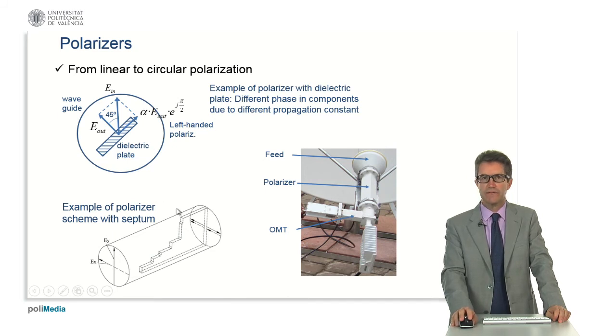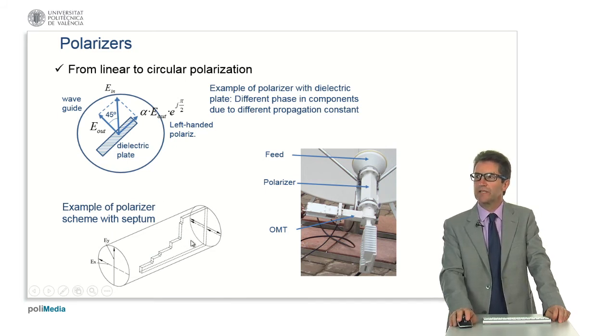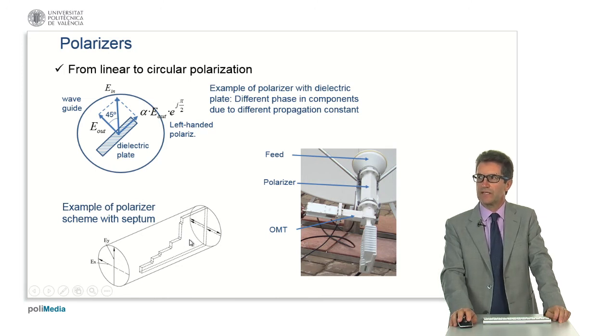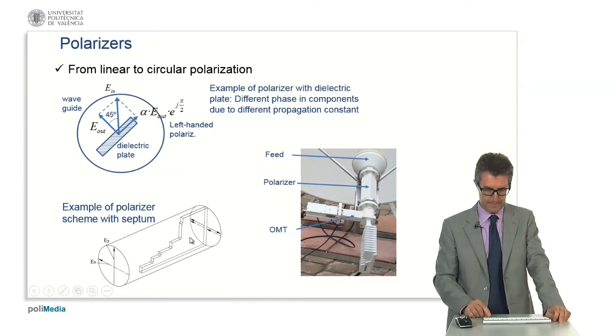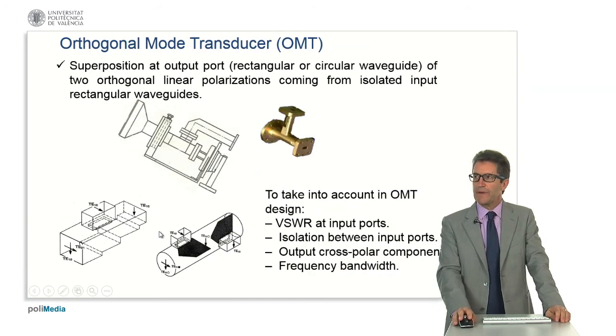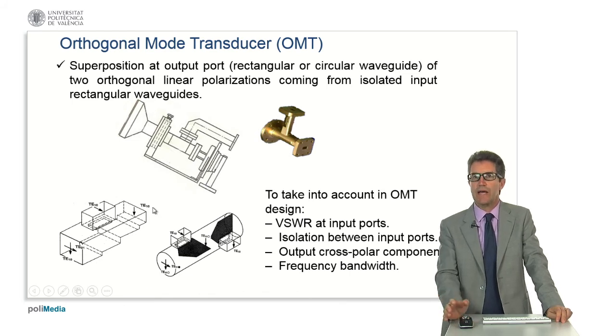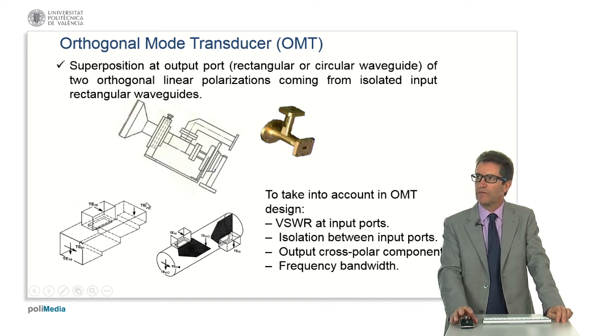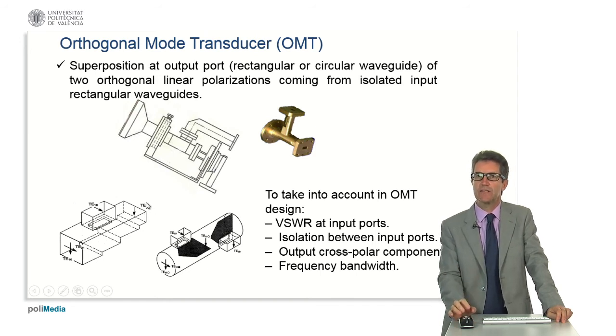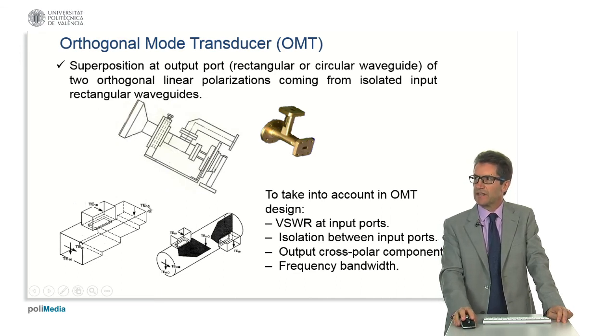Another example is the one of the bottom figure, in which a septum is used for this polarizer design. Another element that can be found when feeding a reflector antenna is the orthogonal mode transducer, which allows the superposition at output port, both in rectangular or in circular waveguides, of two orthogonal linear polarizations coming from isolated input rectangular waveguides. Here you can observe in these figures in the upper part a model of these OMTs.